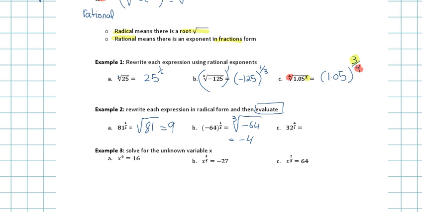Okay? 32 to the power of 4 over 5. How will I write that in radical form? It's the fifth root of 32, everything to the power of 4. I can write it either like this, or I can write it like this, right? They're both the same. You don't have to show me both ways. Either one is fine. Okay?